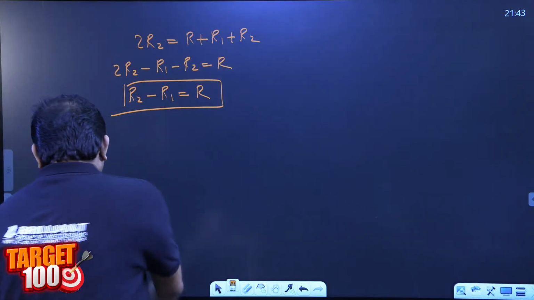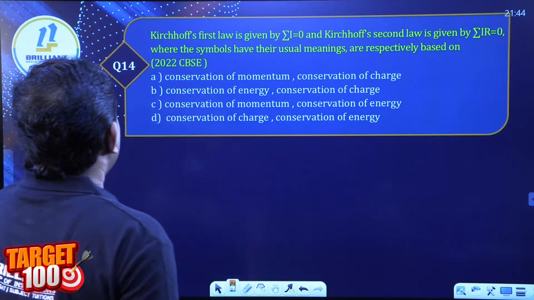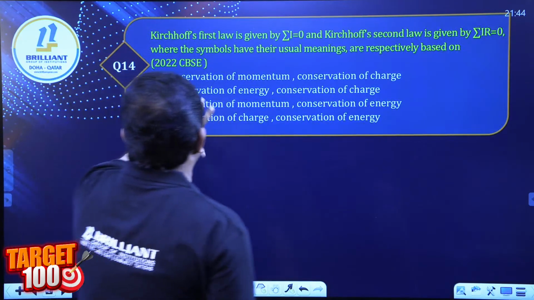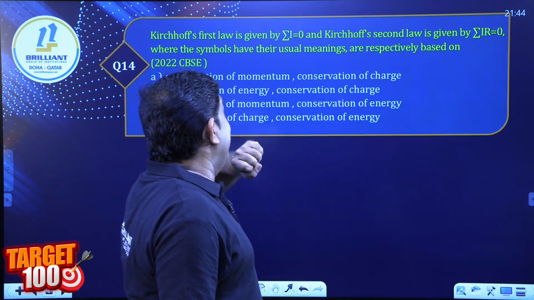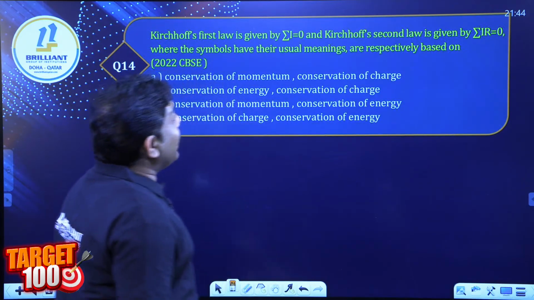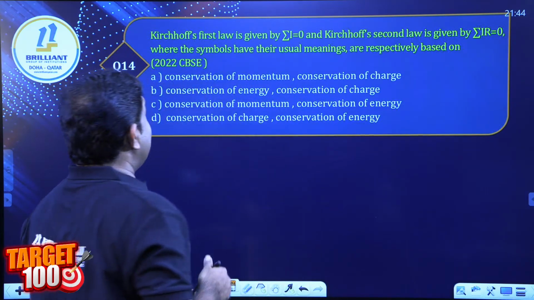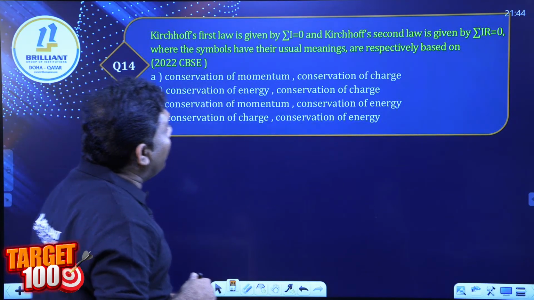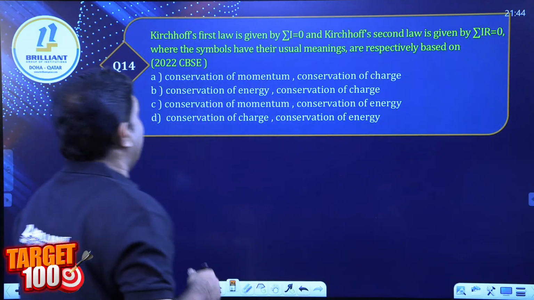Now we are explaining the next question, question 14. This is a 2022 CBSE question. Kirchhoff's first law is given by sigma I equal to 0. Kirchhoff's second law is given by sigma IR equal to 0, where the symbols have their usual meanings, respectively. That's the question.